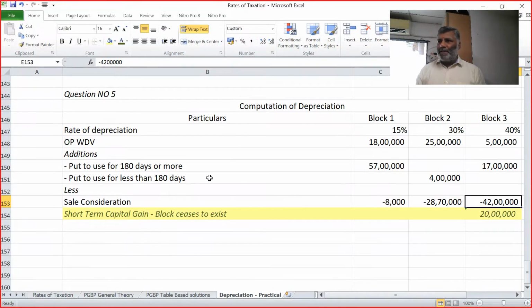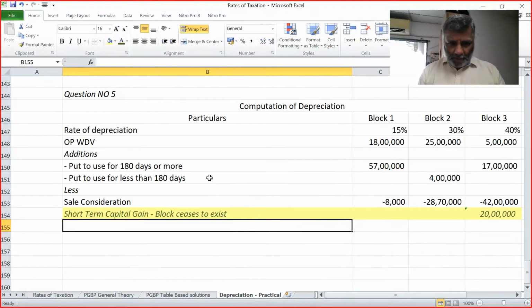Opening plus additions. This is Section 50 in capital gains. They say that it is a short-term capital gain. Block C ceases to exist. Interesting things.